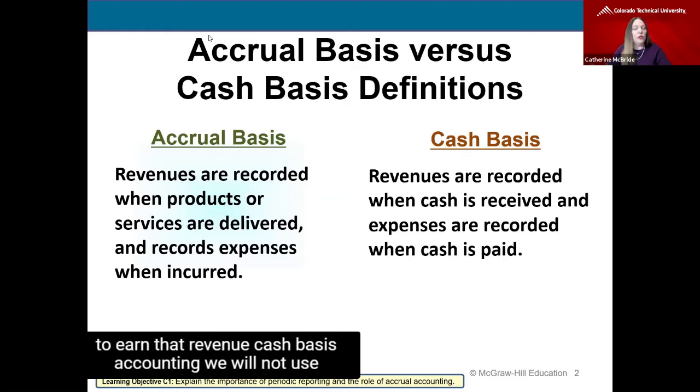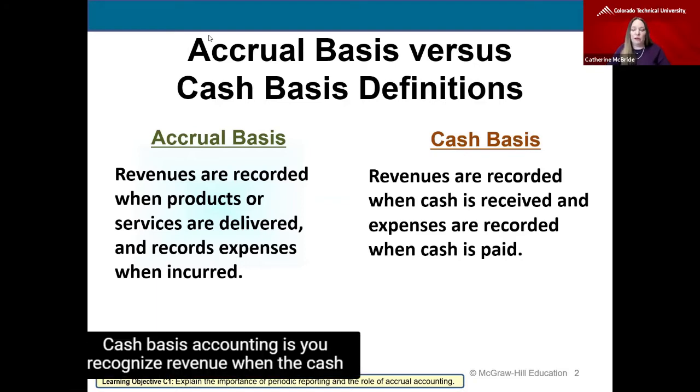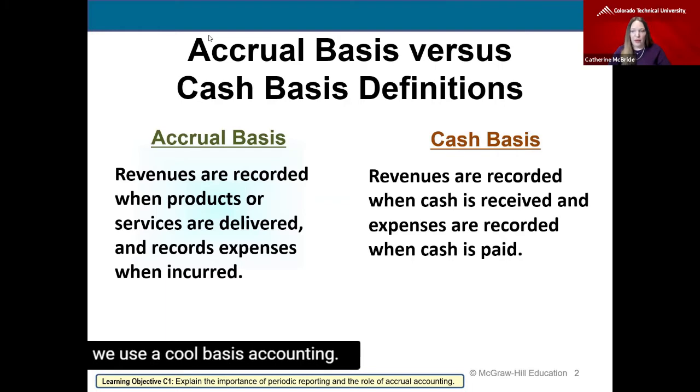Cash basis accounting, we will not use in this course at all. Cash basis accounting is you recognize revenue when the cash comes in, and you recognize expenses when the cash goes out. Everything we do is going to be accrual basis accounting. Because we use accrual basis accounting, we have to do adjusting entries.